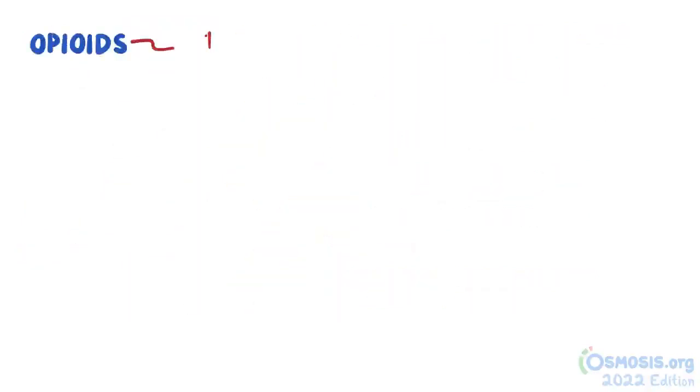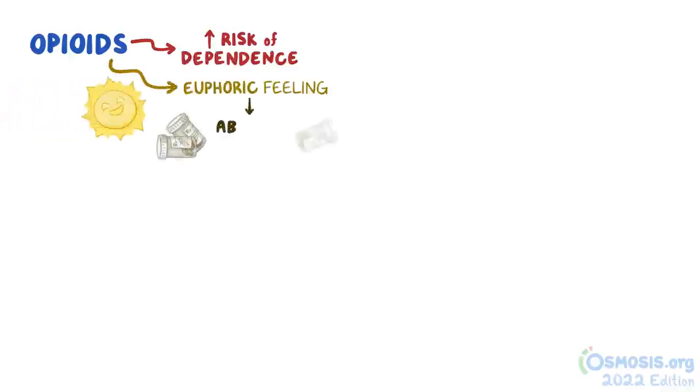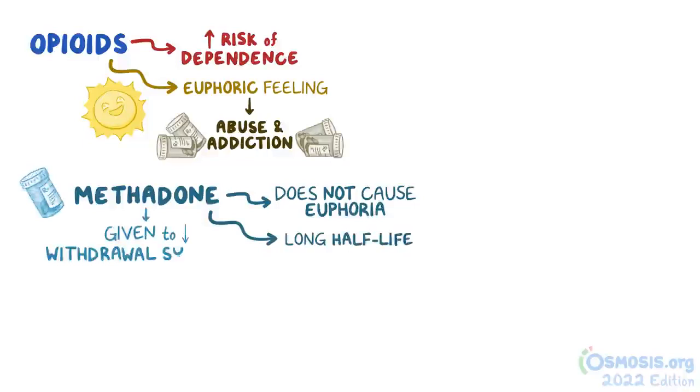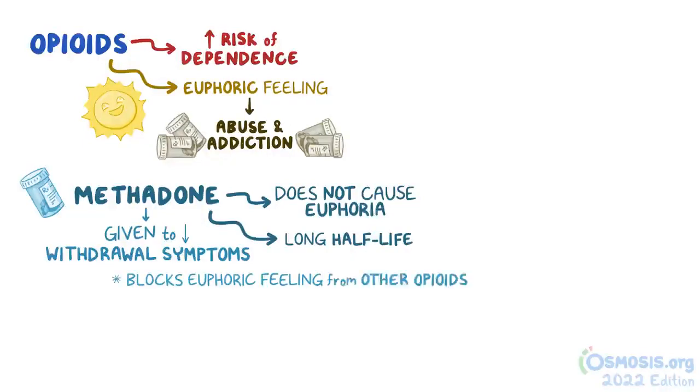Unfortunately, opioids have a high risk of causing opioid dependence. Since they cause a wonderful euphoric feeling, there's an increased risk of abuse and addiction. Methadone is an opioid that does not cause euphoria and has a long half-life, so it's often given to decrease withdrawal symptoms for people with opioid use disorder or heroin addiction. An added benefit is that it also blocks the euphoric feeling that comes from taking other opioids, so it helps to prevent future abuse.